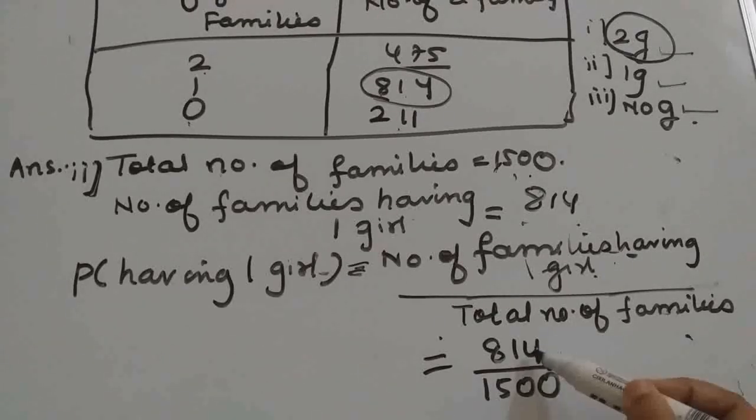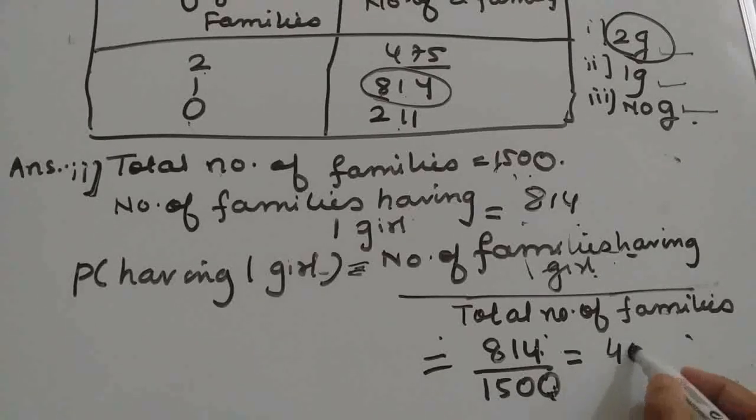Both have an even number at the units place, so both numerator and denominator are divisible by 2. So we'll divide both numerator and denominator by 2. So what will we get? See, 2 4s are 8, and then 7, and 750. Now we can't divide further. So this is the probability of having 1 girl, isn't it?